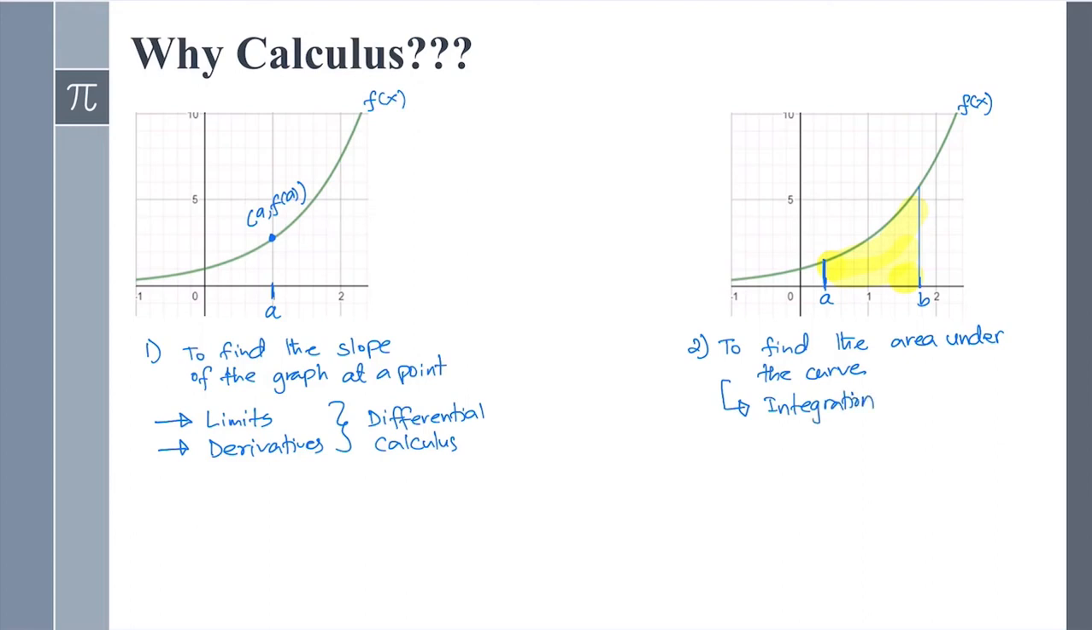And then this branch of calculus is called integral calculus. Unlike differential calculus, it will take small pieces. For this example here, we'll divide this into small pieces, small regions or small intervals. Those small regions look like rectangles. So we'll find the area of each rectangle and add them up. So that's the concept here.